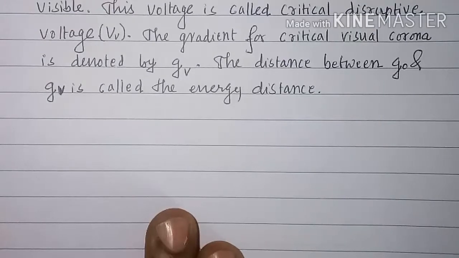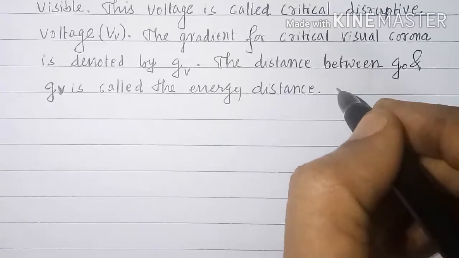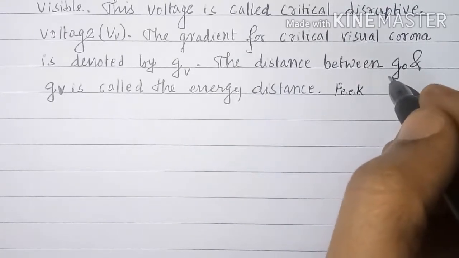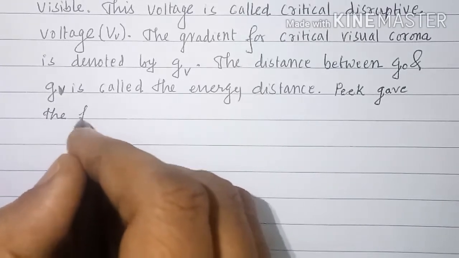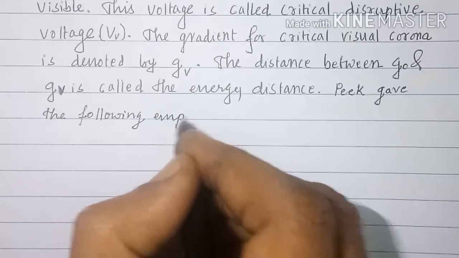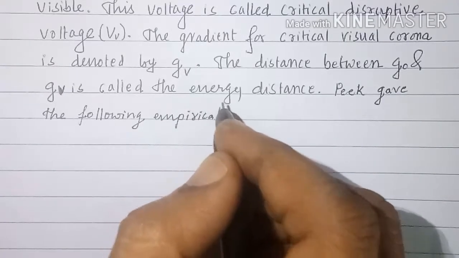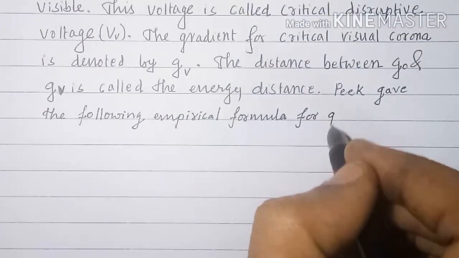To calculate the value of GV, Mr. Peek gave an empirical formula. Empirical formula means a formula written by observations, and such formulae will not be having any derivations. Peek gave the following empirical formula for GV.